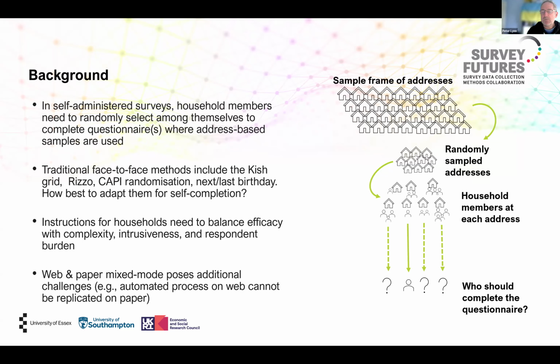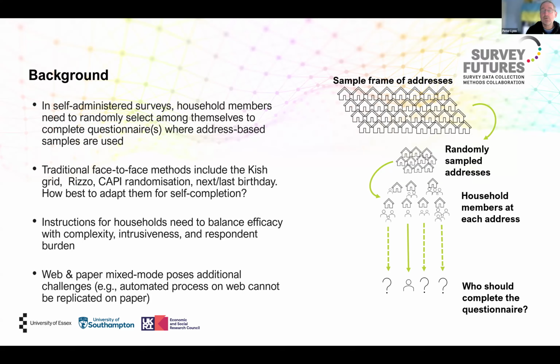Now, if we're carrying out a purely web survey, then obviously we can use the survey instrument to do the selection for us, and we have more options available. And it's fairly easy to ask someone to just enter, let's say, the initial of each person in the household, and then the script will automatically select one of them, and we'll tell that person we'd like the person with a name beginning with D to carry out the survey.